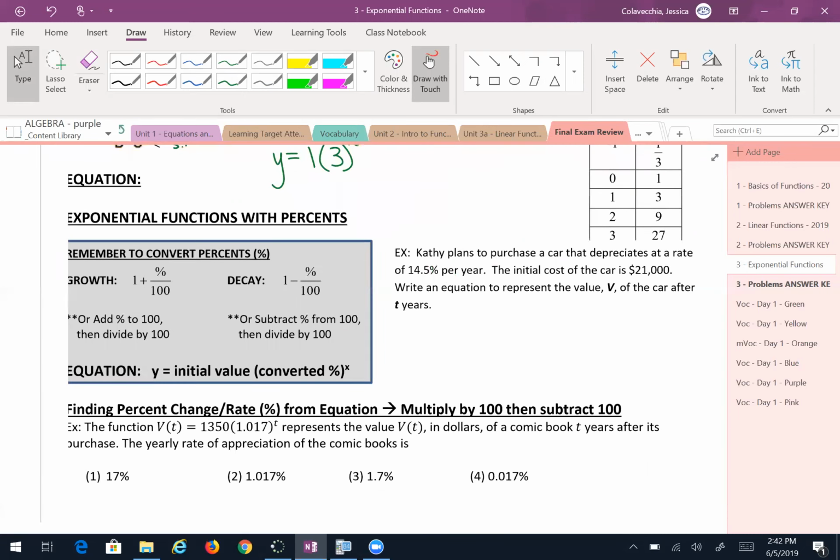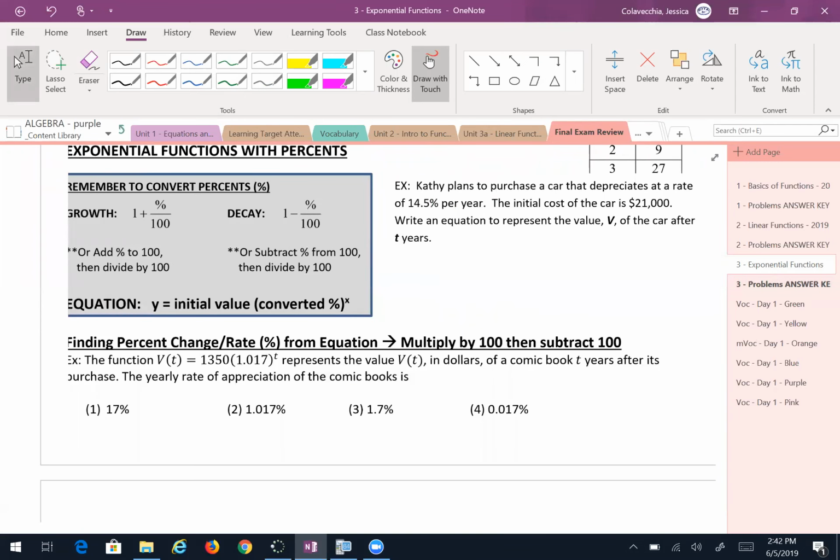All right. And now when we have word problems and we have to create the equation, we're definitely needing the initial value. And then our scale factor, we're going to have to convert that percent. Okay? We're not going to take the percent that's in the problem. We need to do something with it. All right, so let's take a look real fast at this example.